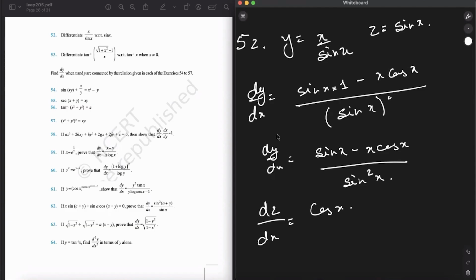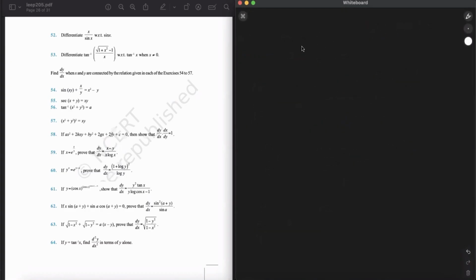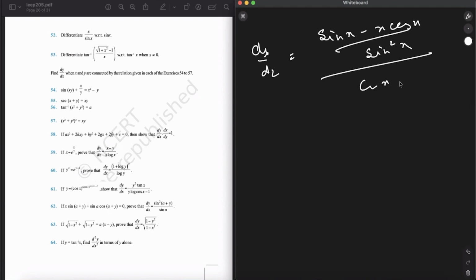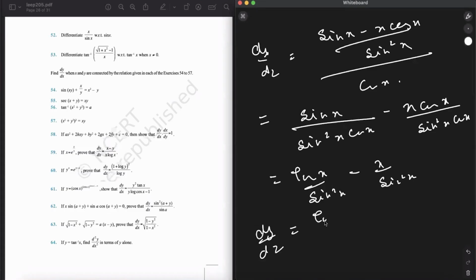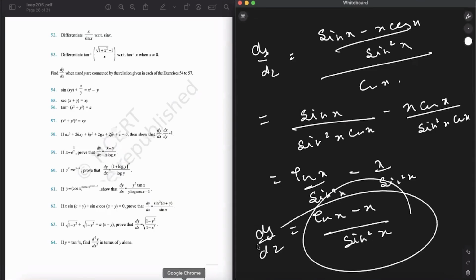And dy by dz will be our answer. So dy by dz is equal to sin x minus x cos x whole upon sin square x, all divided by cos x. So here we get sin x upon sin square x cos x minus x cos x upon sin square x cos x. Here we get tan x upon sin square x minus x upon sin square x. So dy by dz is tan x minus x upon sin square x. This will be your answer.